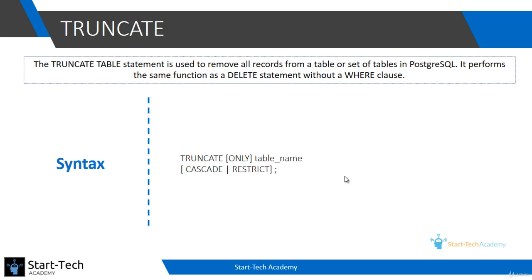The cascade and restrict are used if there is any table which is having foreign key reference with this table. If you write cascade, all such tables will also be deleted. If you write restrict, if there is any such table with foreign key reference to this table, it will not be deleted. So cascade will help you delete all the tables related to this table using a foreign key, and restrict will prevent deletion of this table if it has a foreign key reference with other tables.